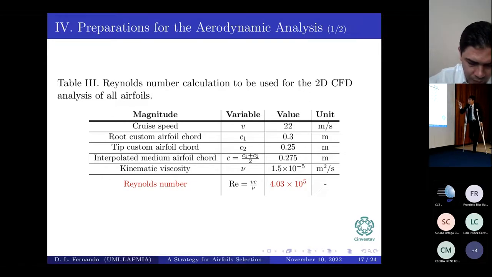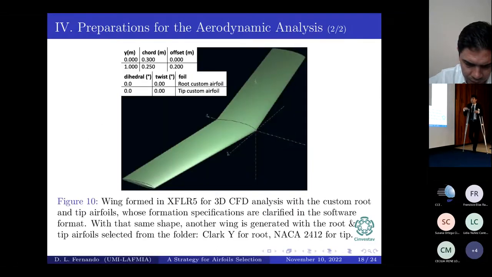And then we took for the length reference the airfoil chord of the medium part between the tip and root airfoil. And then, taking the kinematic viscosity, we obtain this Reynolds number. I have to mention that this Reynolds number is in the middle part of a whole range of Reynolds numbers we have to use to make the analysis. First, we have to do the 2D CFD analysis of the airfoils.